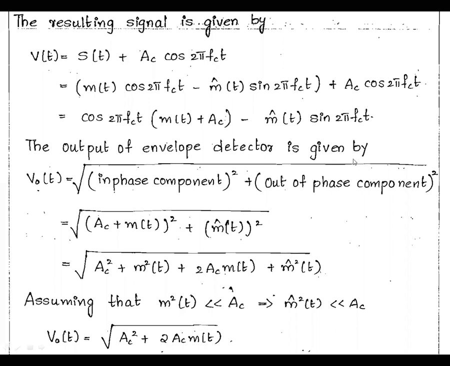The output of the envelope detector, V naught of t, is the square root of the squared in-phase component plus the squared out-of-phase component. There are two components, in phase and out of phase. That is the square root of (AC + m(t)) whole square plus m cap(t) whole square, that is AC square plus m square(t) plus 2 AC m(t) plus m cap square(t). Assuming that m cap(t) is far less than AC, V naught of t is the square root of AC square plus 2 AC m(t).